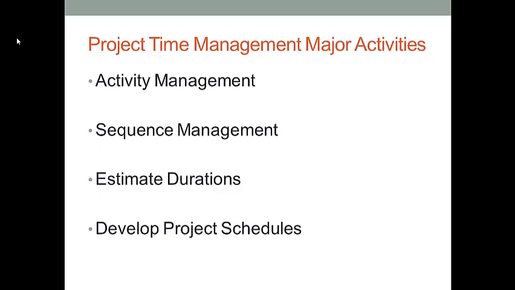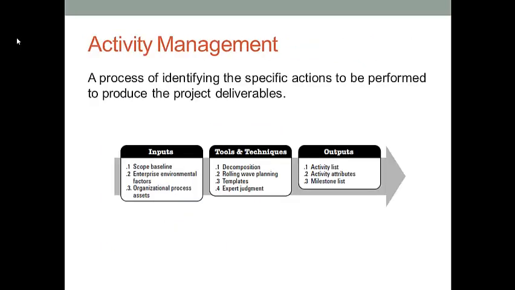First, we need to identify what activities we need to conduct in a project management process. Second, we need to identify the sequence between activities in a project. Third, we need to estimate the duration of each activity. After we receive these three pieces of information, we can combine them together and then create a project time schedule. Let's talk about the three major activities in project time management.